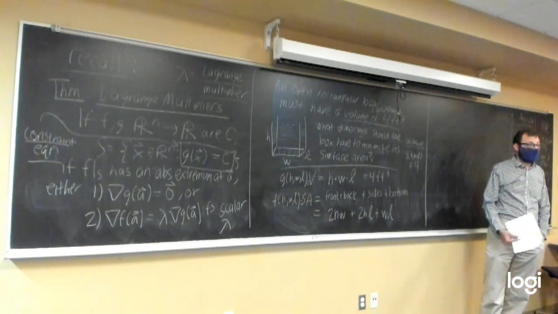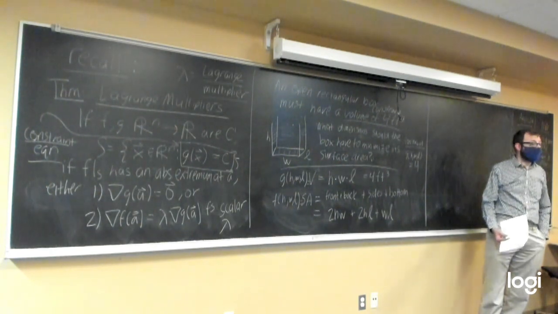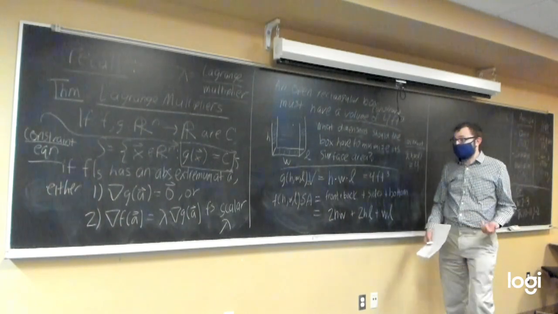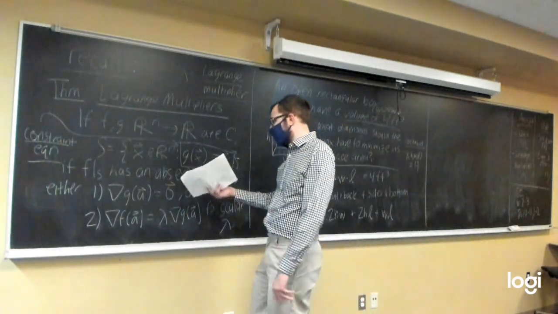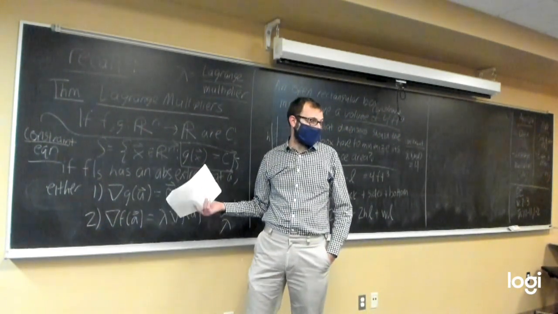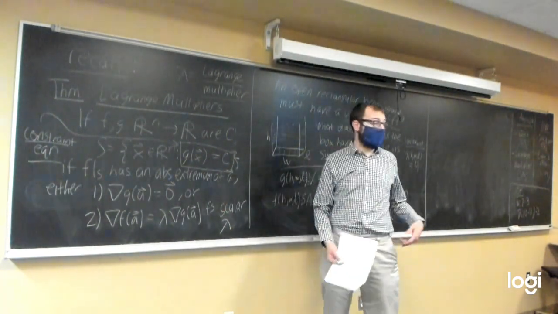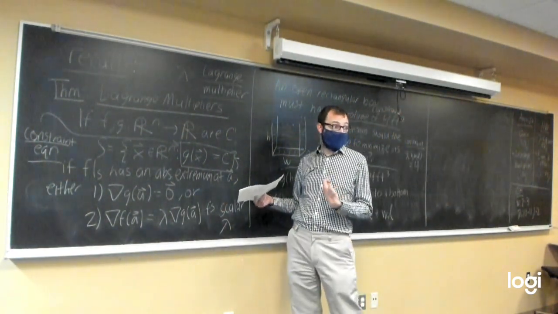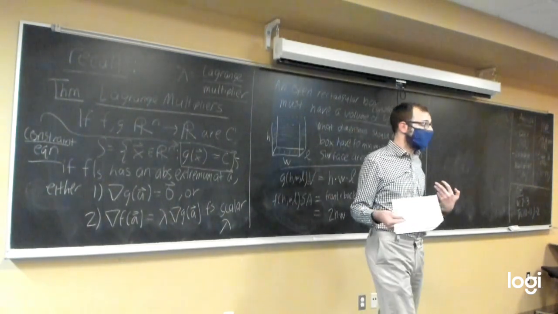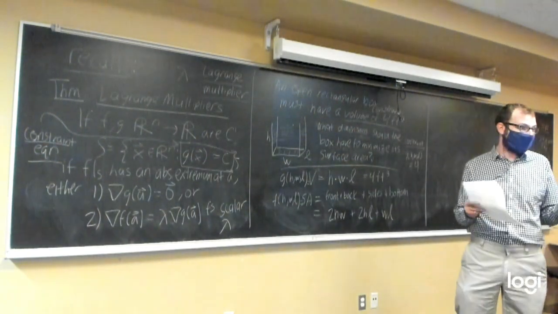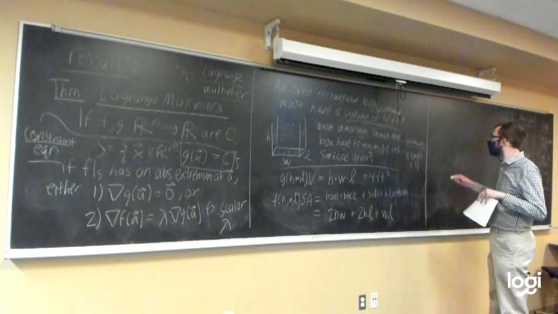Yeah? We can find the gradients of both G of HWL and F of HWL. Sounds pretty reasonable to me. In order to find points where we could have an absolute min for F, we're going to need to know where the gradient of F is a scalar multiple of the gradient of G, or where the gradient of G is 0. So I agree. I think it would be useful to know what the gradient of F and G are.